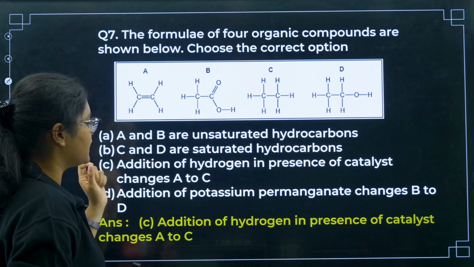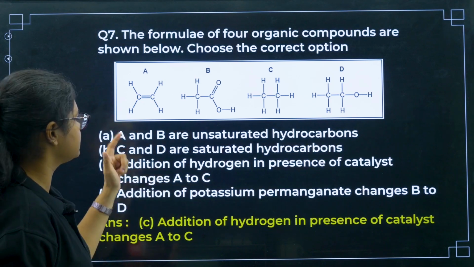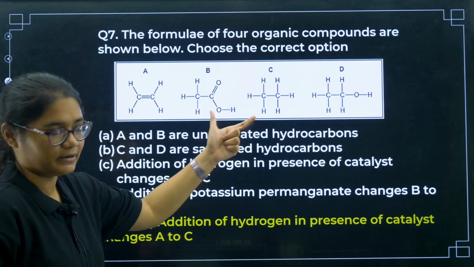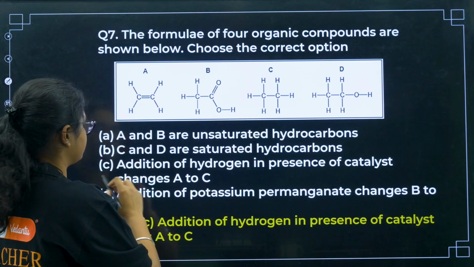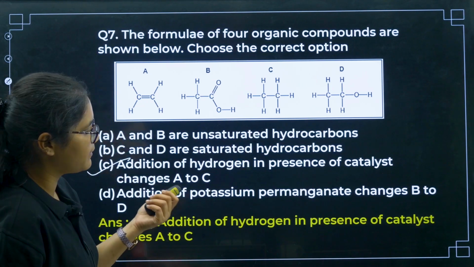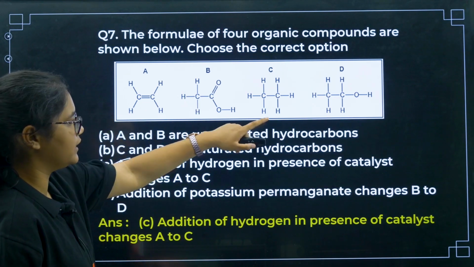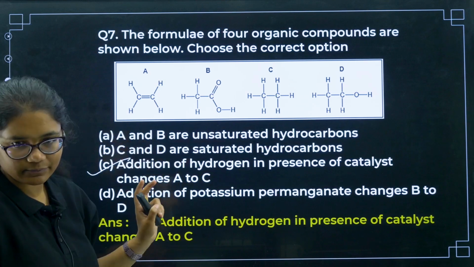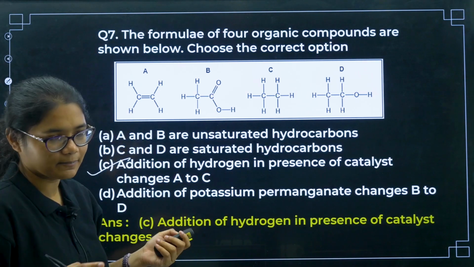Next, addition of hydrogen gas in the presence of a catalyst changes A to C. Yes, this is a correct statement, because if you do hydrogenation we will get this. So option C here. Addition of potassium permanganate changes B to D. No, if you add potassium permanganate to D you will get B. Not B to D, it changes D to B.